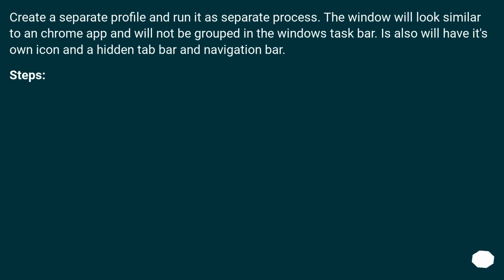Create a separate profile and run it as a separate process. The window will look similar to a Chrome app and will not be grouped in the Windows taskbar. It also will have its own icon and a hidden tab bar and navigation bar. Steps.